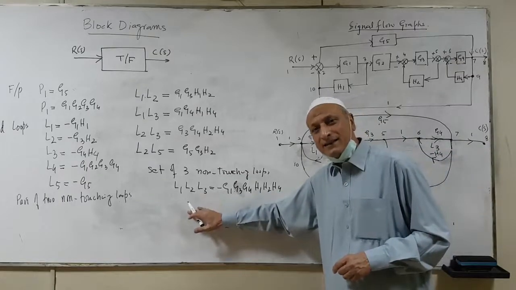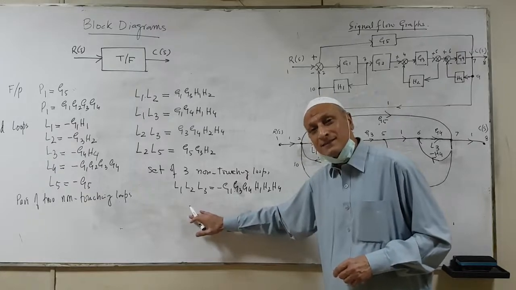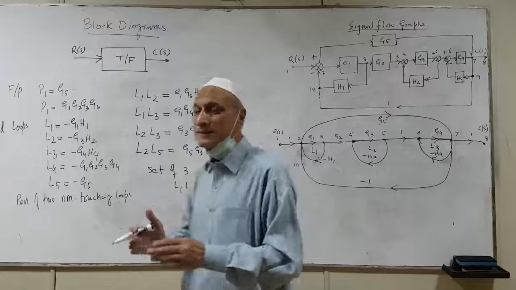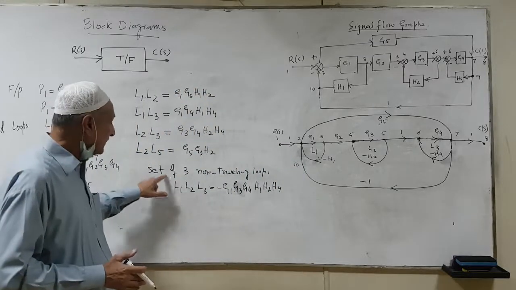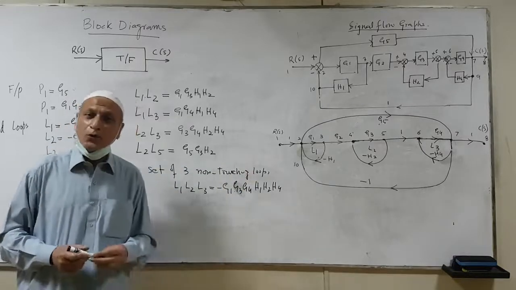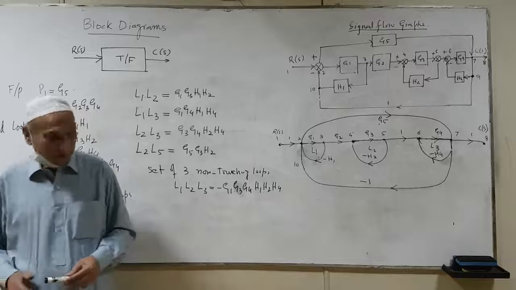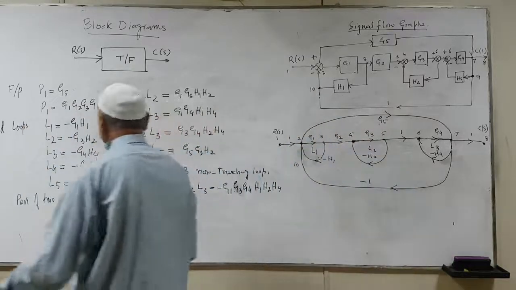The criteria is at least, what is the factorial of 3? 3 times 2 is 6. So we must have 6 such sets before we can encounter a set of 4 non-touching loops. But anyhow, forget about it. You won't get systems like this with 4 non-touching loops. So once we have done that, then we apply Mason's rule.